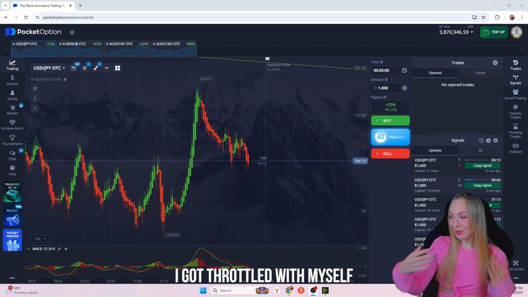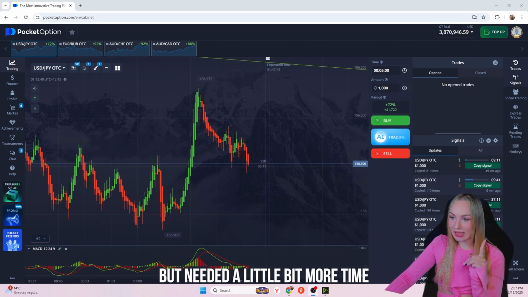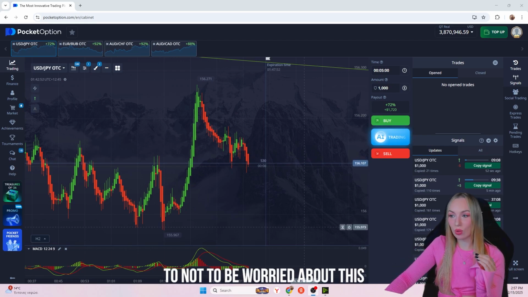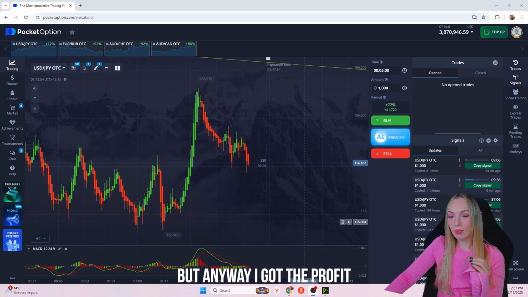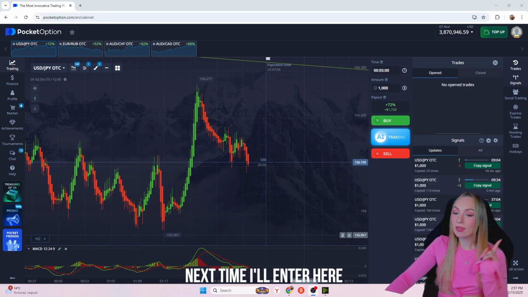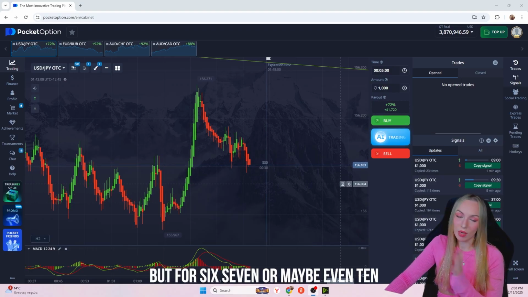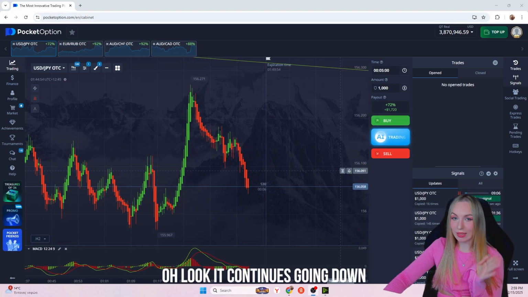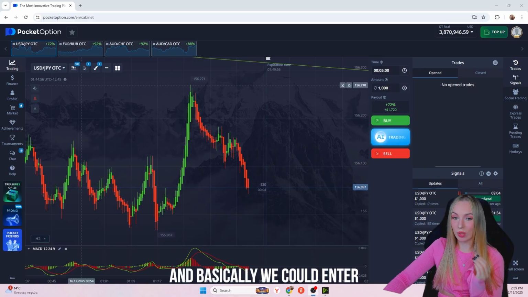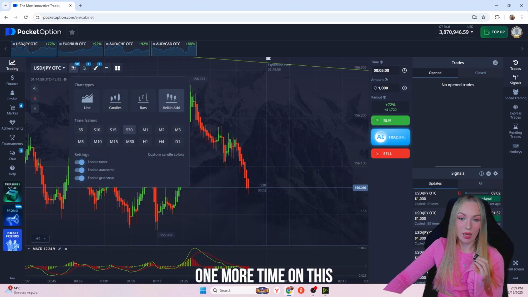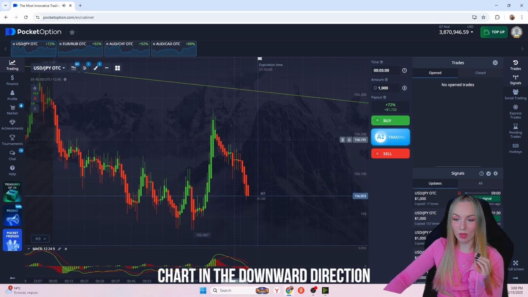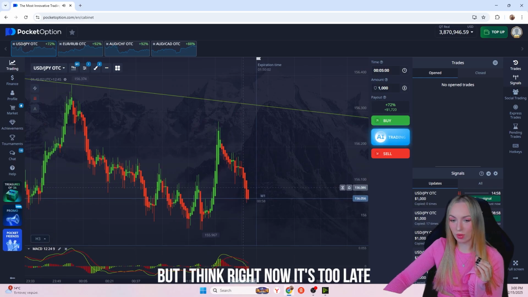Oh my god, proud of myself, but I needed a little bit more time to not be worried about this. But anyway, I got the profit. Next time I'll enter here not for 5 minutes but for 6, 7 or maybe even 10. Look, it continues going down, and basically we could enter one more time on this chart in the downward direction, but I think right now it's too late.